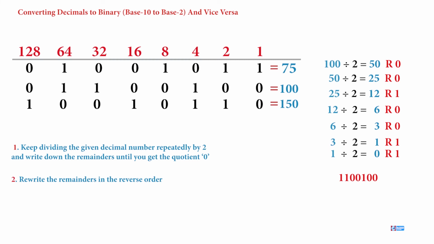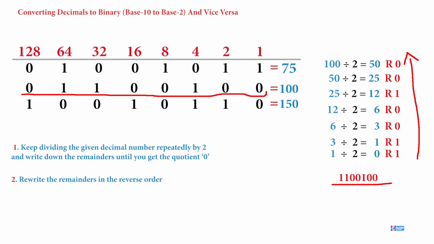3 divided by 2, we get 1, remainder 1. Now 1 divided by 2, we get 0, remainder 1. So, the binary equivalent of the decimal value 100 is 1100100. And it is the same as this because of the preceding 0.